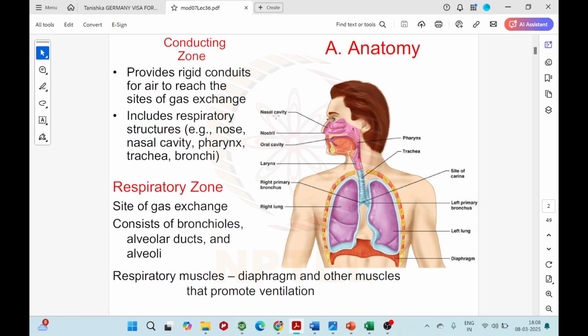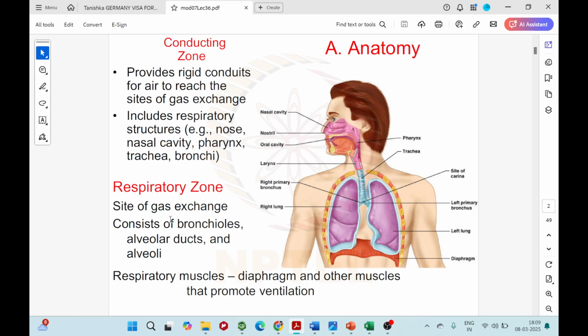The nasal cavity, from where we take the air inside our respiratory system, also comes in the conducting zone. So this includes respiratory structures, for example the nose and nasal cavity, pharynx, trachea, bronchi. So these are the conducting zones. Our nose, the nostrils, then we have the nasal cavity, after that the pharynx, the larynx and the trachea. The trachea then gets divided into both of the lungs.